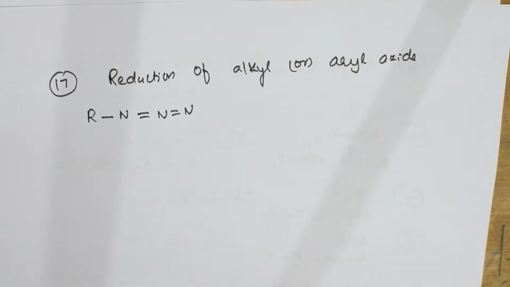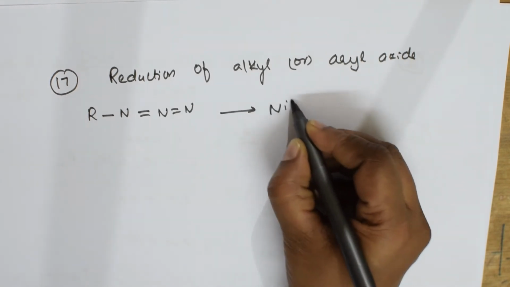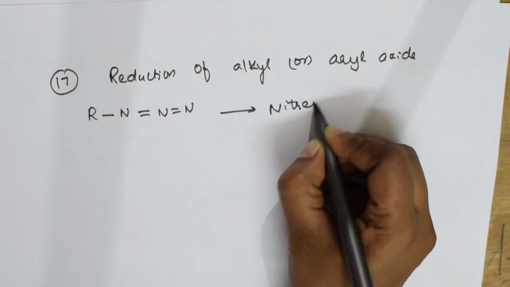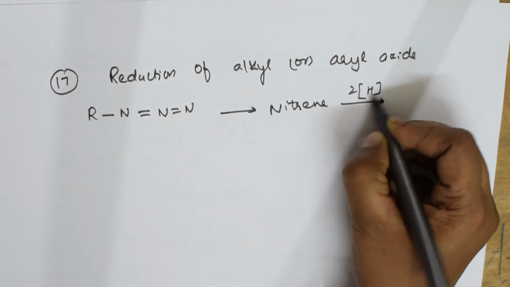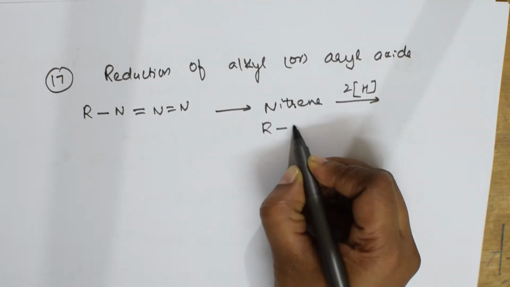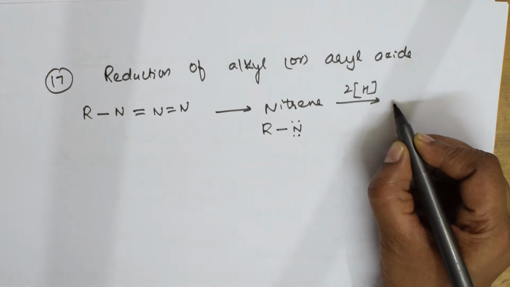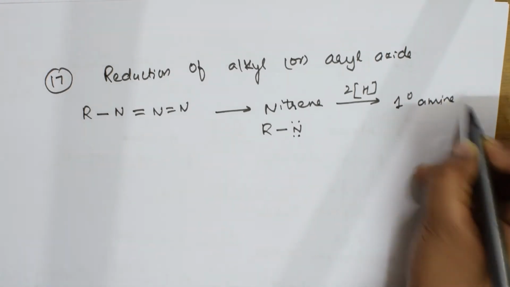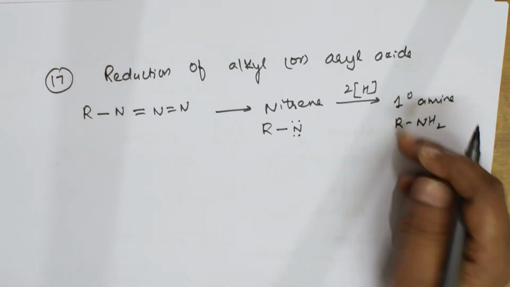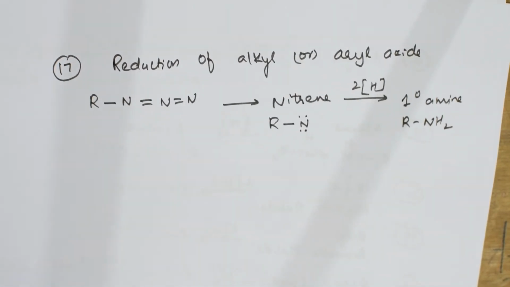Now this one, first when you heat it, it will lose nitrogen, right? Further it gets converted to nitrene. First it gets converted to nitrene. After this, on further reduction, now what is nitrene? Nitrene is nothing but R N with 1, 2, 3, 4 electrons. On further reduction, nitrenes get converted to primary amines. What is the formula for primary amine? RNH2. Because I am adding hydrogen to this, two hydrogens will be added around nitrogen. Yes, students. This is over.